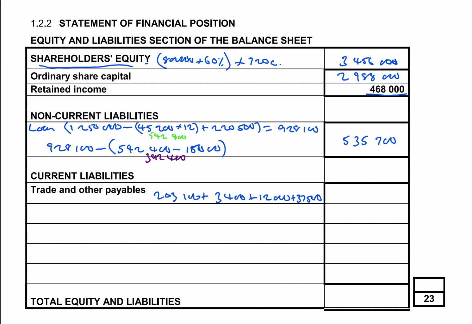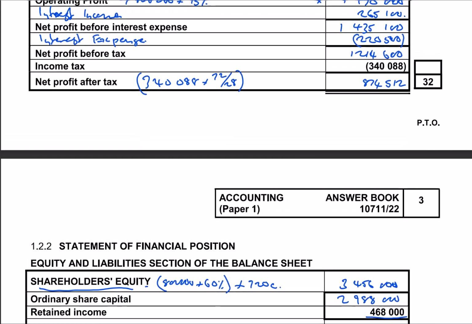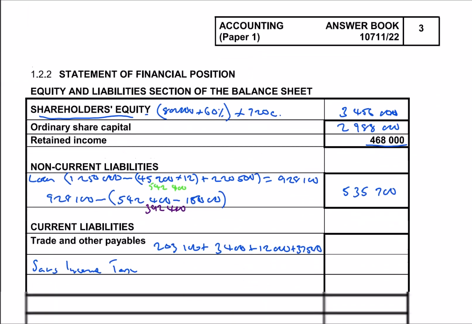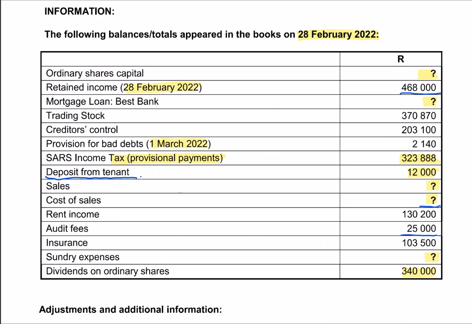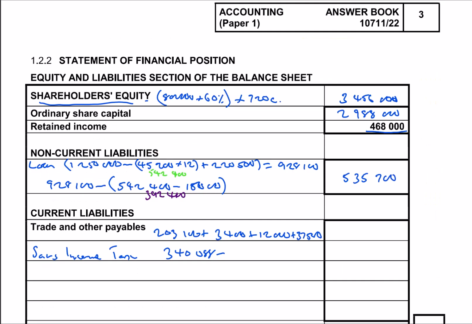Right, then for SARS, income tax, that will be the actual tax of 340,088 minus provisional payments of 323,888. So there's a tax liability.